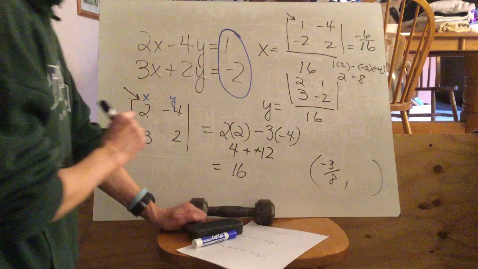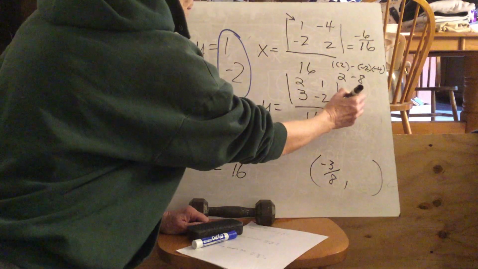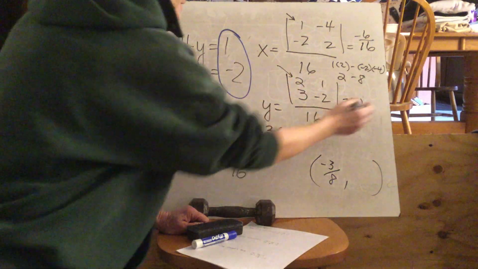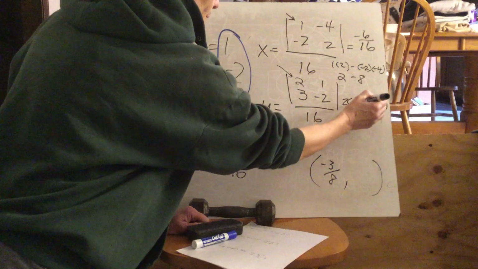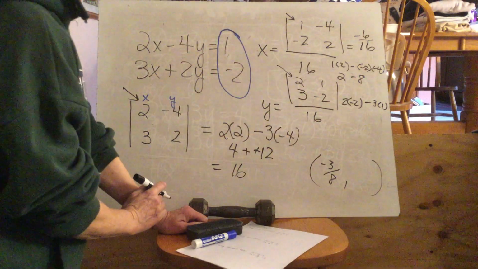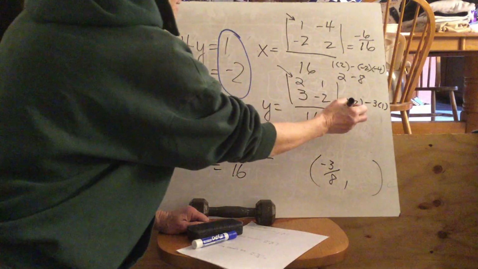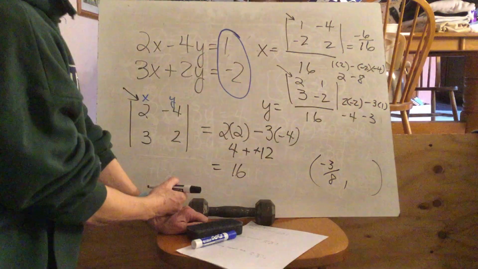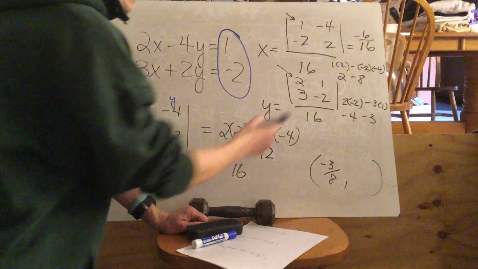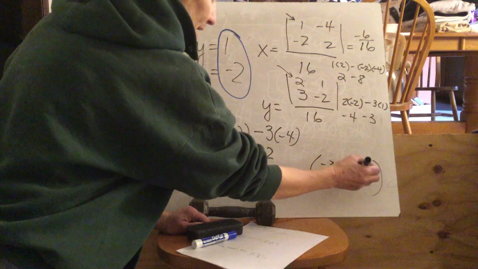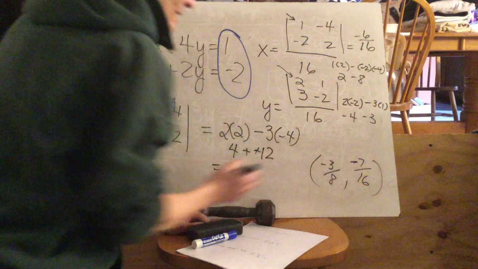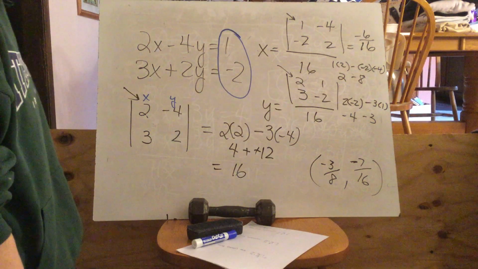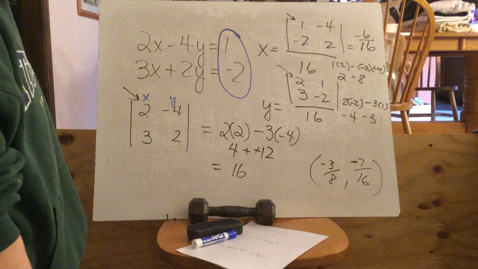Now I'm going to do the same thing for y. So here we go. Take 2 times negative 2, start here, 2 times negative 2, 3 times 1, and subtract them. So 2 times negative 2 is negative 4 minus 3. So that's negative 7. So this one works out to be negative 7 over 16. That does not reduce, so I just go ahead and write down negative 7 over 16.